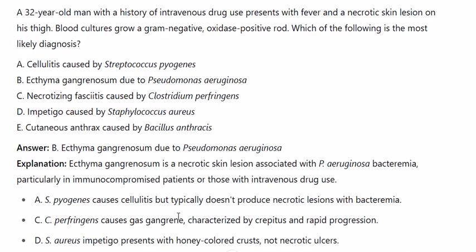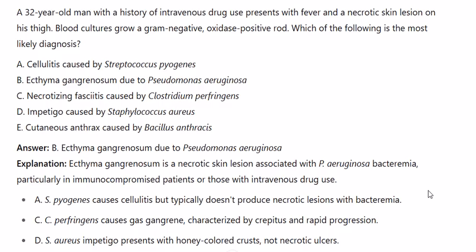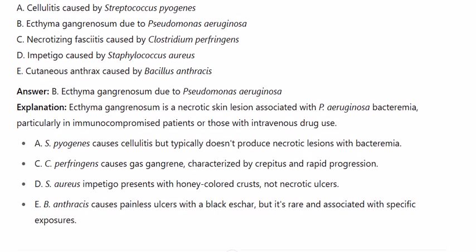Explanation: ecthyma gangrenosum is a necrotic skin lesion associated with P. aeruginosa bacteremia, particularly in immunocompromised patients or those with intravenous drug use. A. S. pyogenes causes cellulitis, but typically doesn't produce necrotic lesions with bacteremia. C. C. perfringens causes gas gangrene, characterized by crepitus and rapid progression. D. S. aureus impetigo presents with honey-colored crusts, not necrotic ulcers. E. B. anthracis causes painless ulcers with a black eschar, but it's rare and associated with specific exposures.